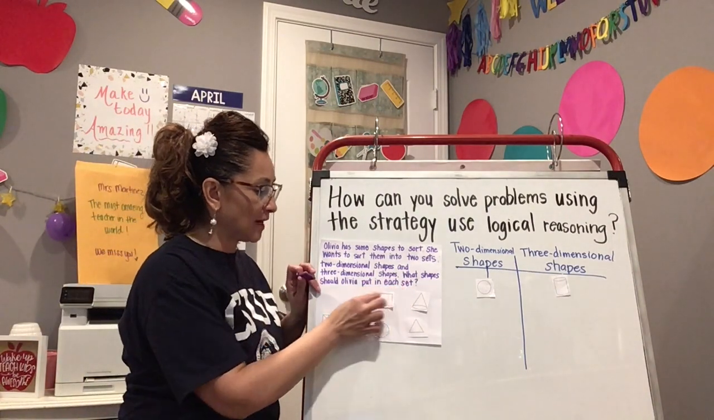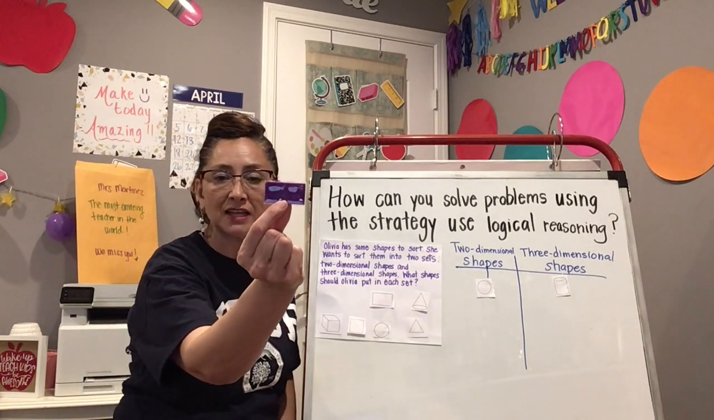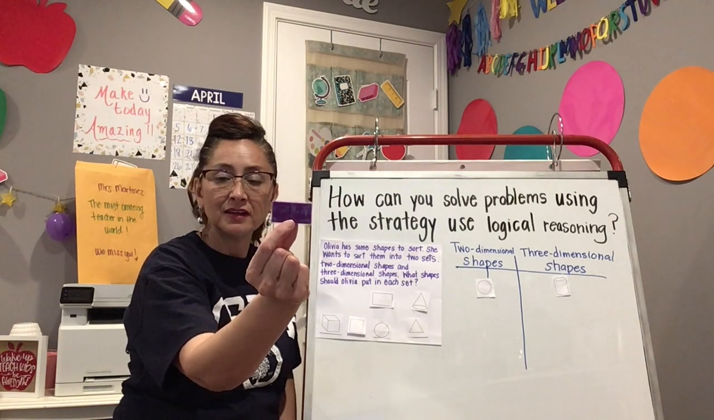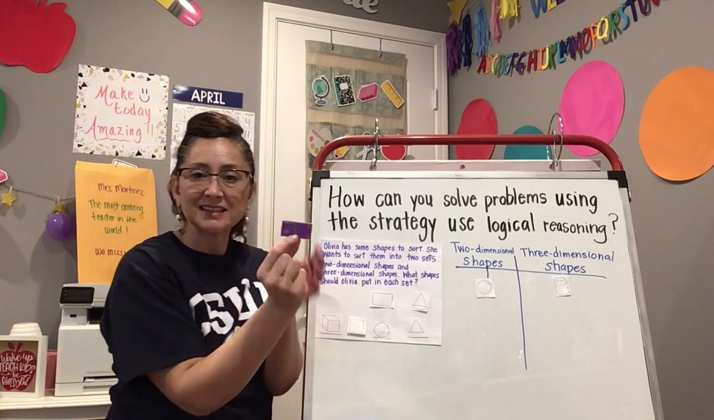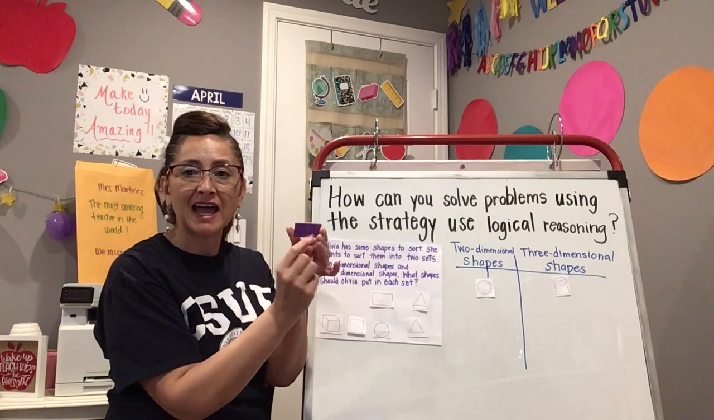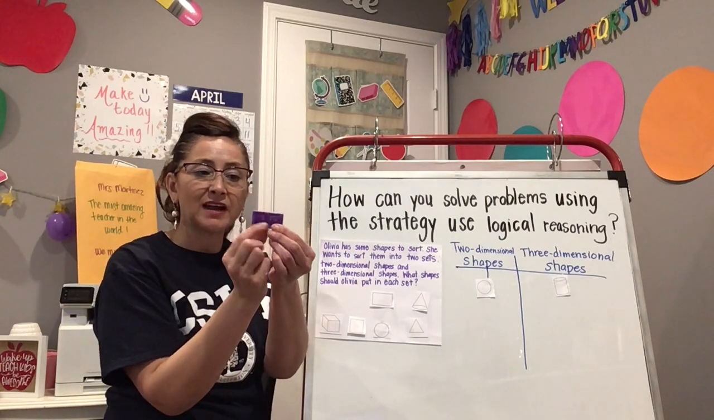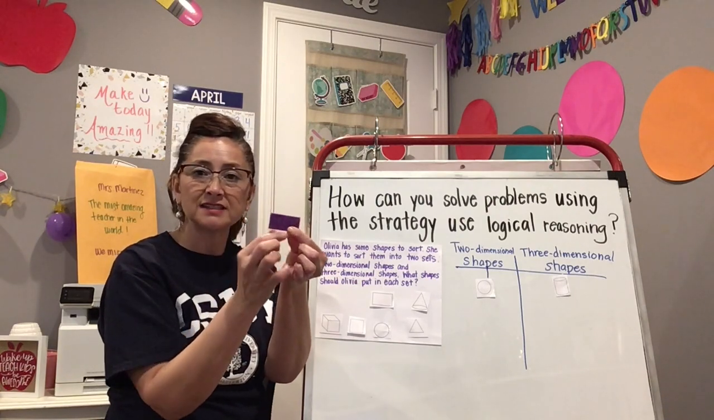Okay, that's this shape here. Does anybody remember? Let's look at the model. Anybody remember that shape? Yes, that's right. That's a rectangle. Now, what do you know about this rectangle? Yes, that's right. A rectangle is flat, right? It's flat. And what else do you know? Oh, that's right. It has sides and it has vertices.